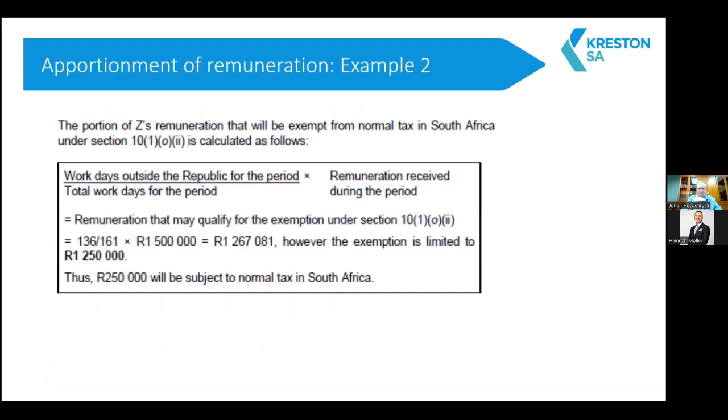So it's 1.5 million multiplied by 136 over 161. So it's the work days outside South Africa in that period divided by the total work days. So 1.5 million times 136 divided by 161 gives me 1,267,081. So of my 1.5 million rand that I got in that period, 1.25 million applies, and it's in the same tax year, no? Because it's from May to December. All right. But my exemption is maximum 1.25 million rand. So what that means is of the 1.5 million rand, 250,000 rand will be subject to tax in South Africa.